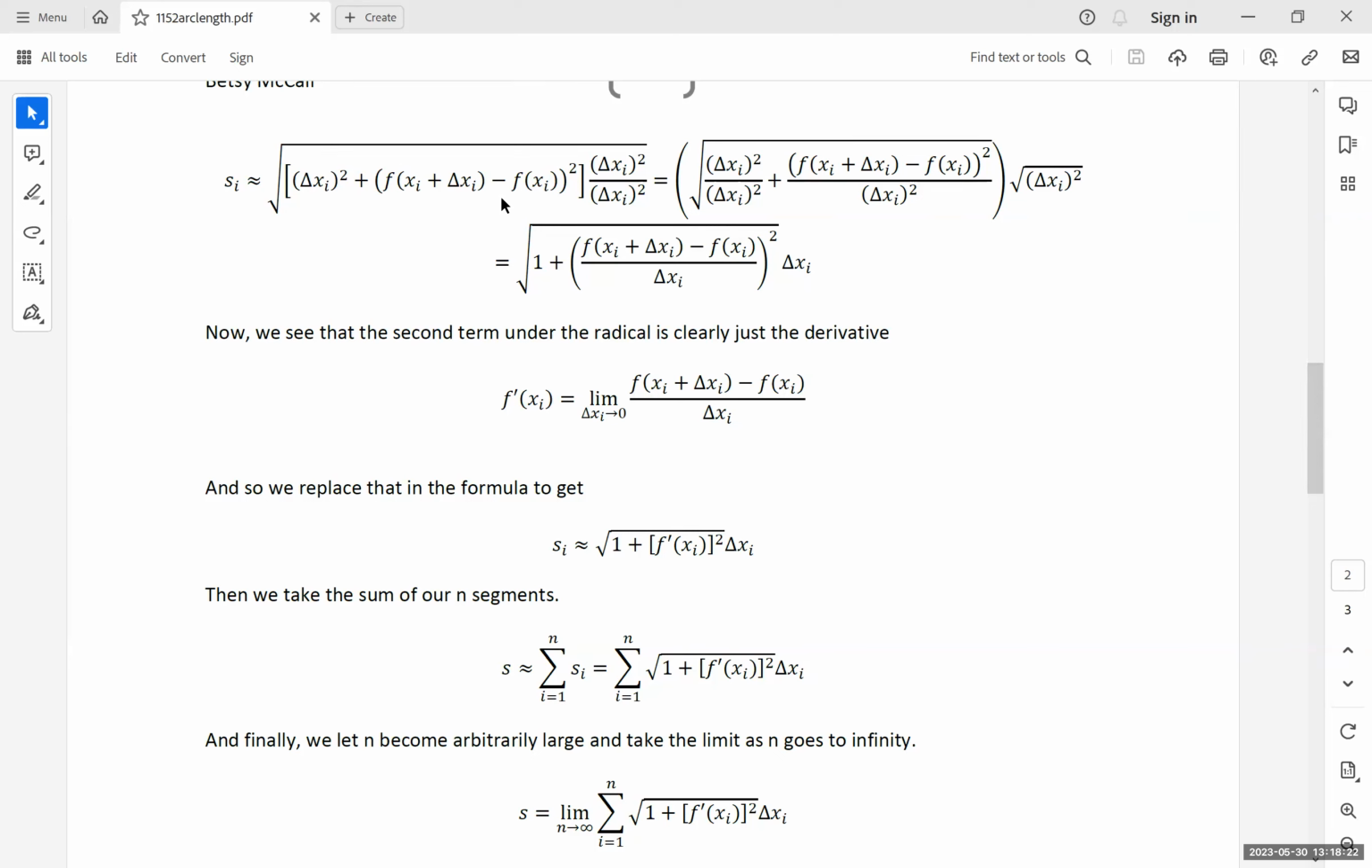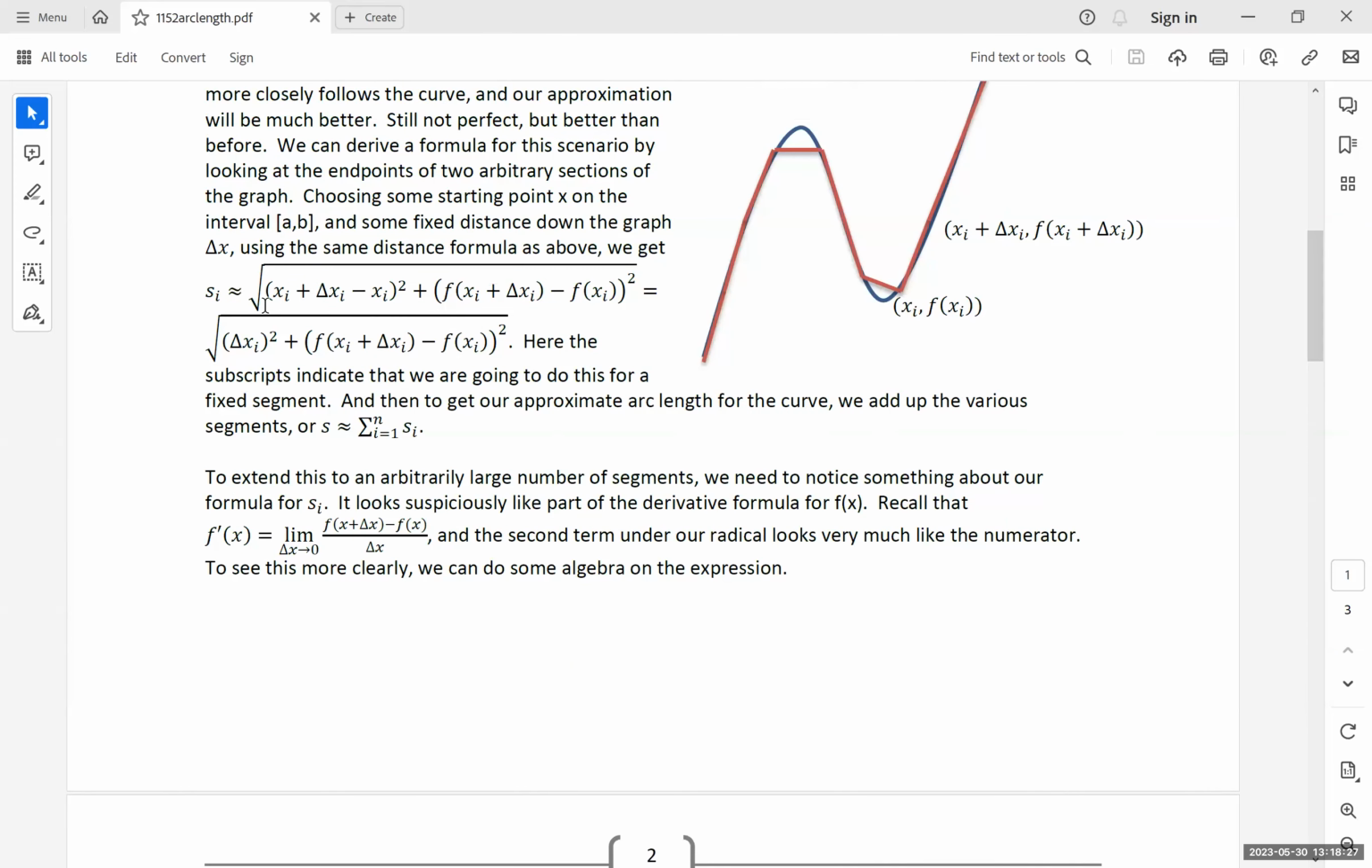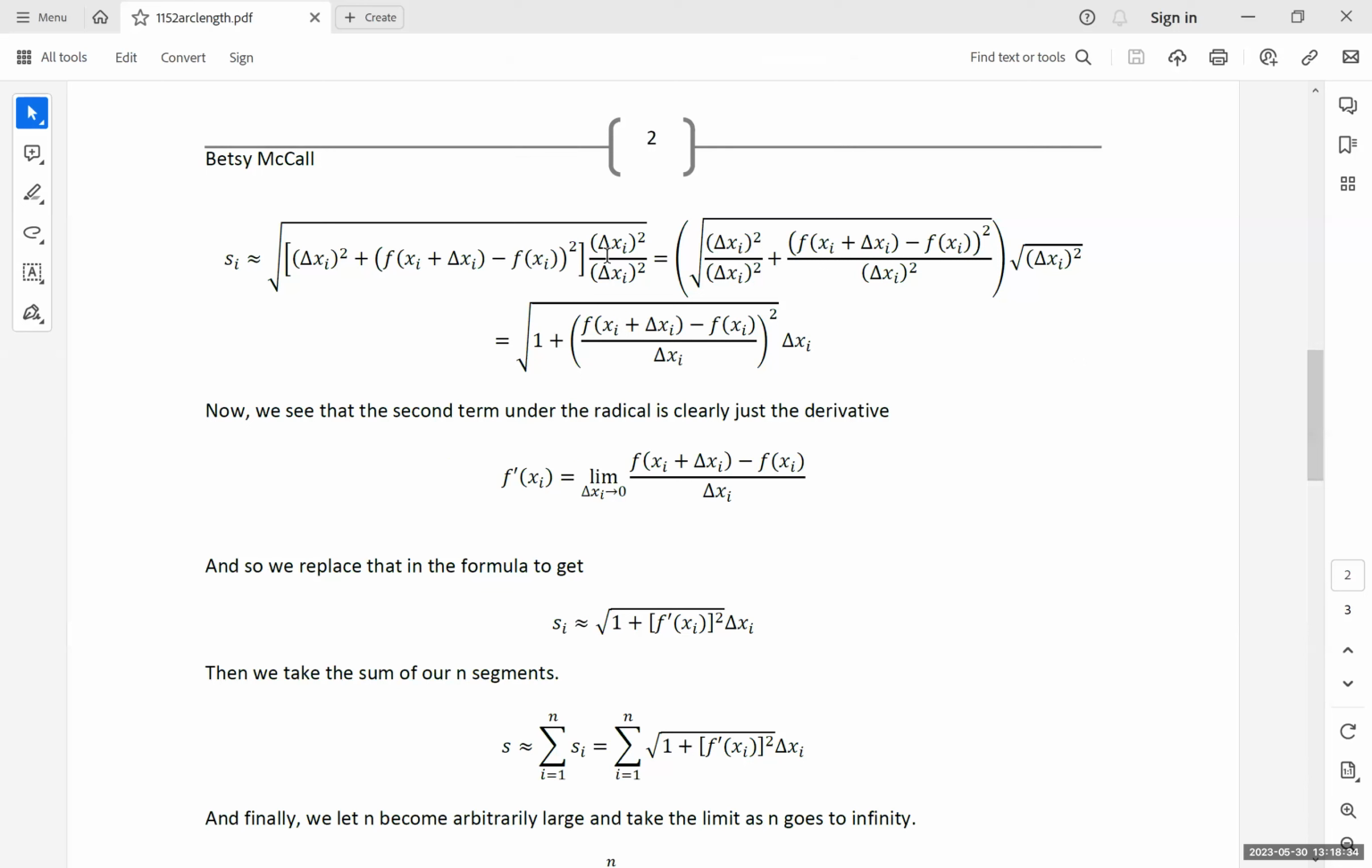Well, we want to rearrange a little bit of our arc length formula. So recall we had this formula right here for our little subsegments. In order to simplify this a little further, to get this to look more like something familiar, I'm going to find a common denominator. I'm going to multiply the whole thing under the radical by delta i squared over delta i squared. Now, there's a reason for that.